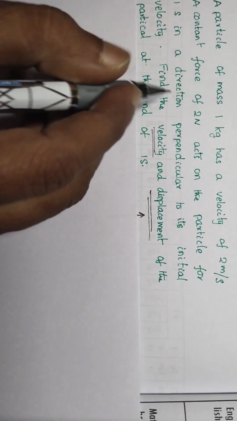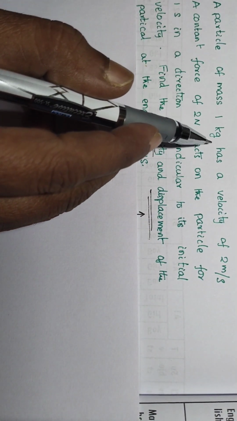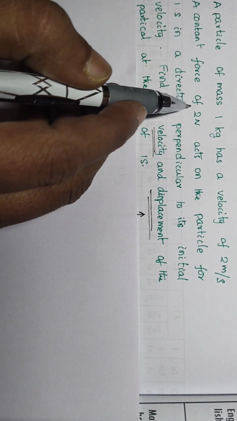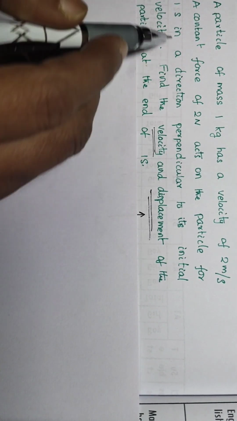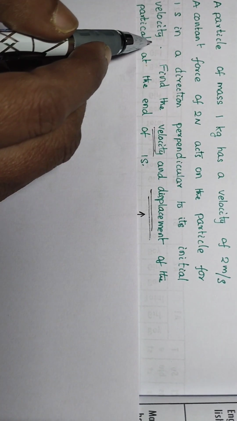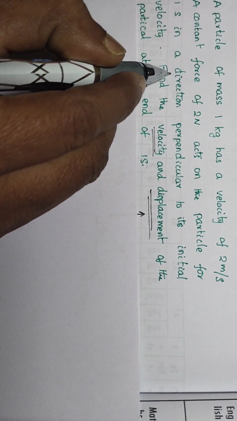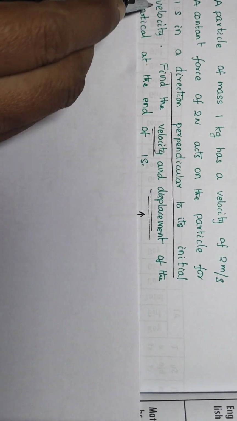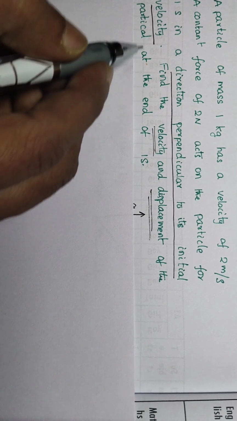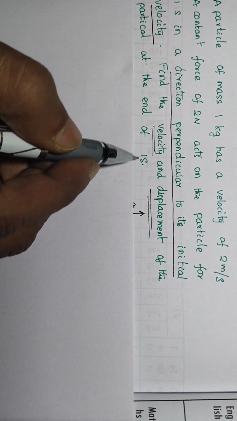So, okay, students, let us see this problem. A particle of mass 1 kg has a velocity of 2 meters per second. A constant force of 2 newtons acts on the particle for 1 second in a direction perpendicular to its initial velocity. It is important to find the velocity and displacement of the particle at the end of 1 second.